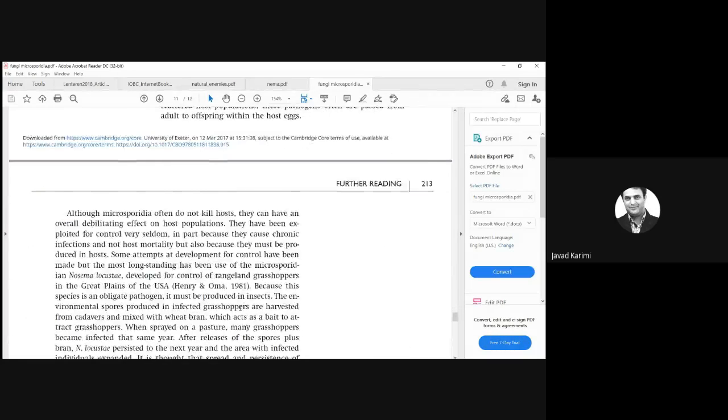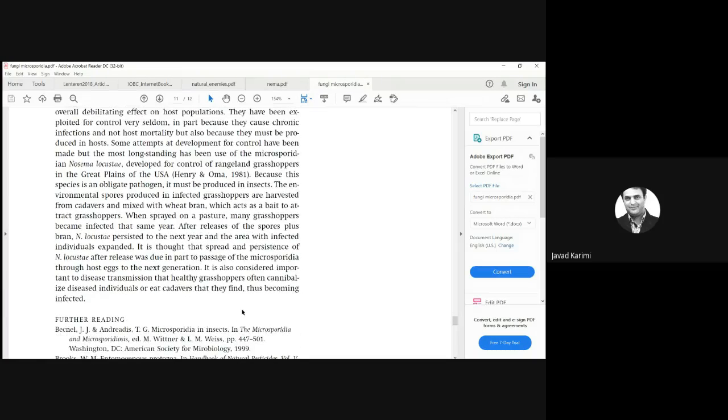There are some attempts to use this. At the moment, we have one species from Nosema, its name is Nosema locustae. We use this species in some countries of the world to control some locust and grasshopper. But unfortunately, we have some species from Nosema, like Nosema apis, which affects the honeybee.